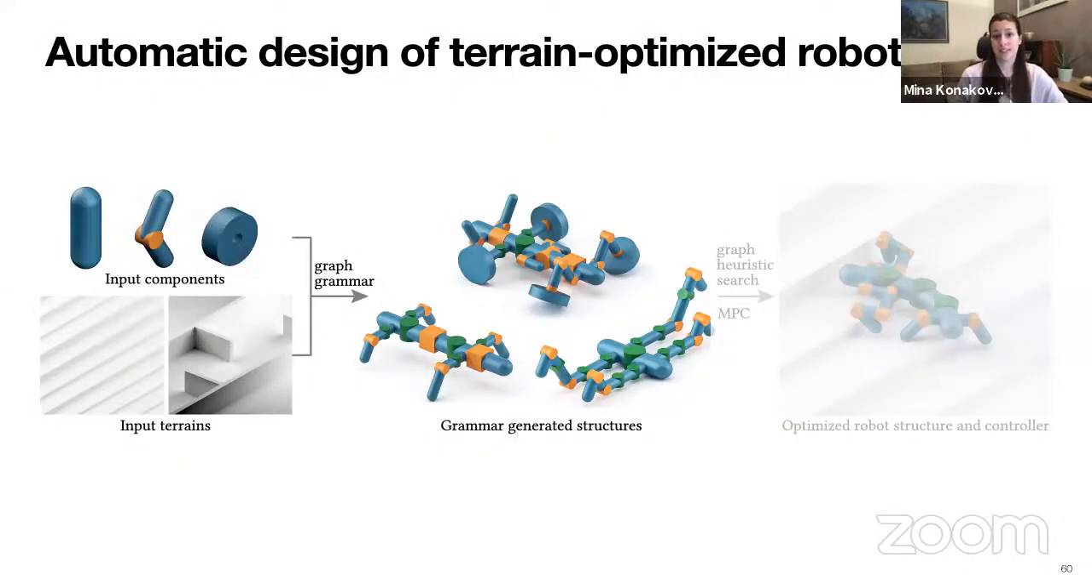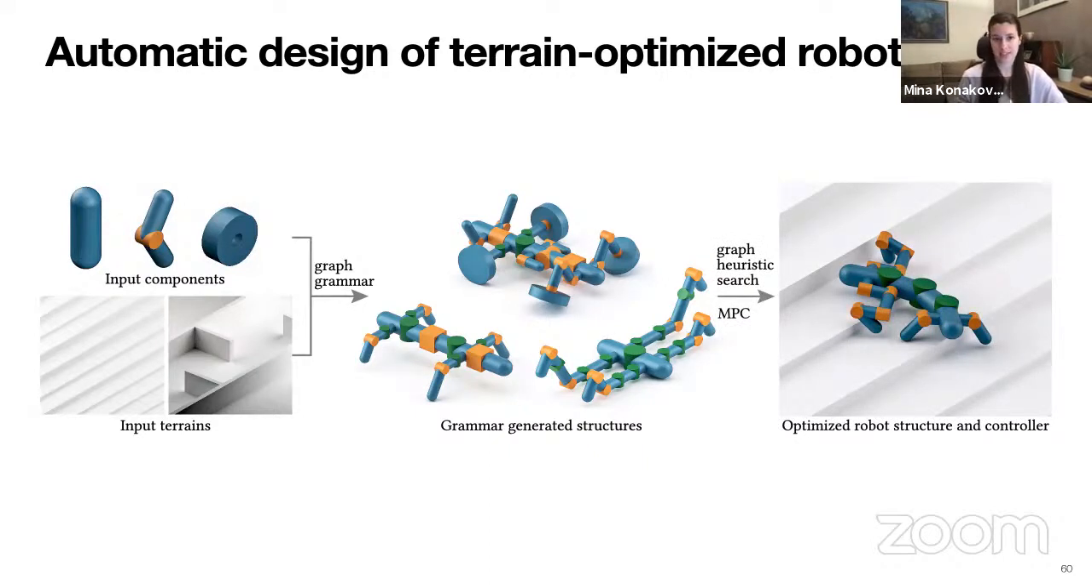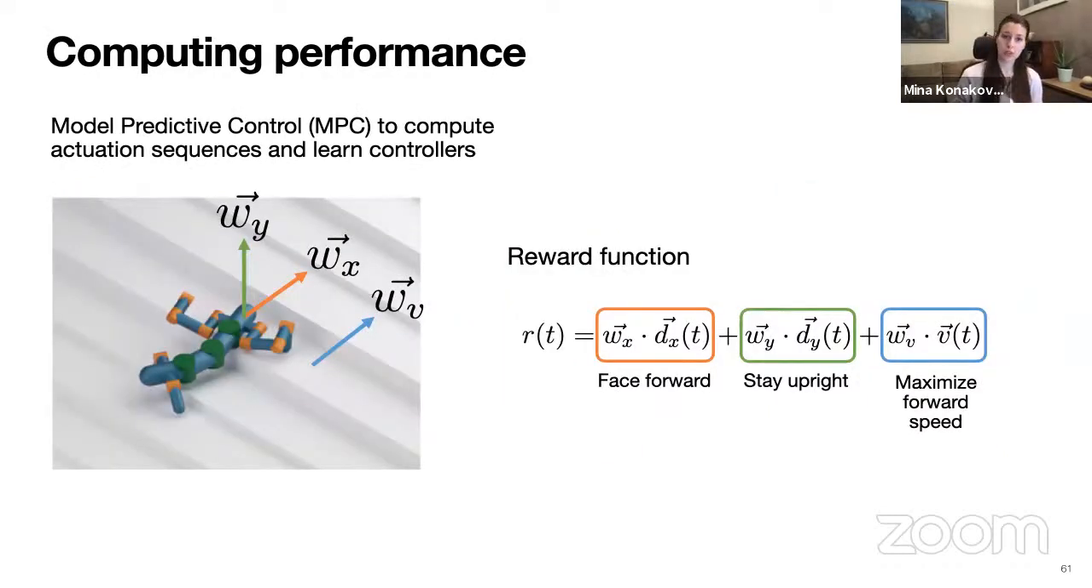So we develop a deep learning-based approach that learns heuristics in simulation, to not simulate and test hundreds of thousands of different designs, but to quickly discover structures that work best for a given terrain. First of all, to learn the controllers and be able to simulate the robot, we use a popular approach called model predictive control. Since this part is not our major contribution, in the interest of time, I will skip the detailed explanation. I just wanted to mention that we compute the performance of each robot with a reward function that makes sure that the robot is facing forward, staying upright, and walking as fast as possible.